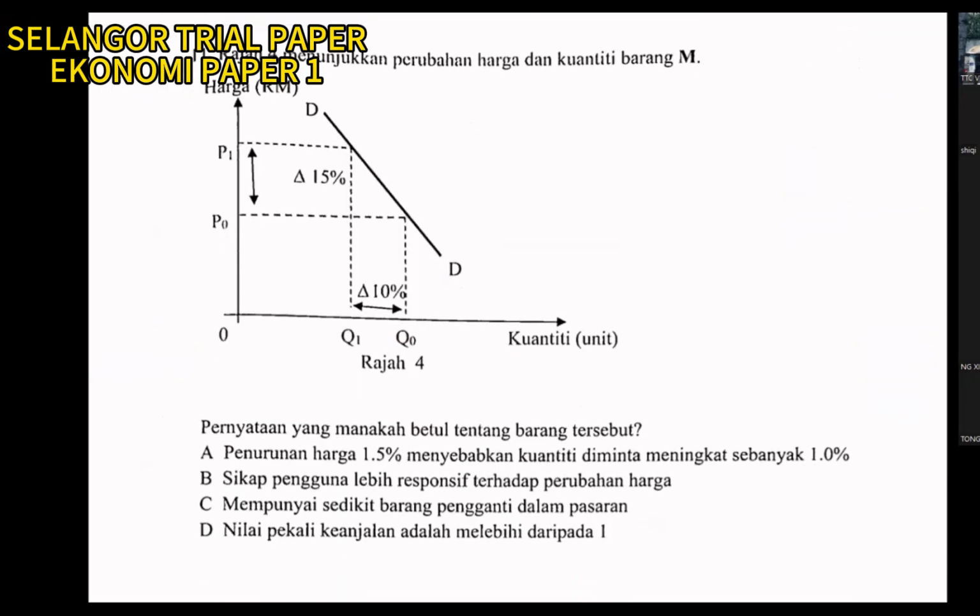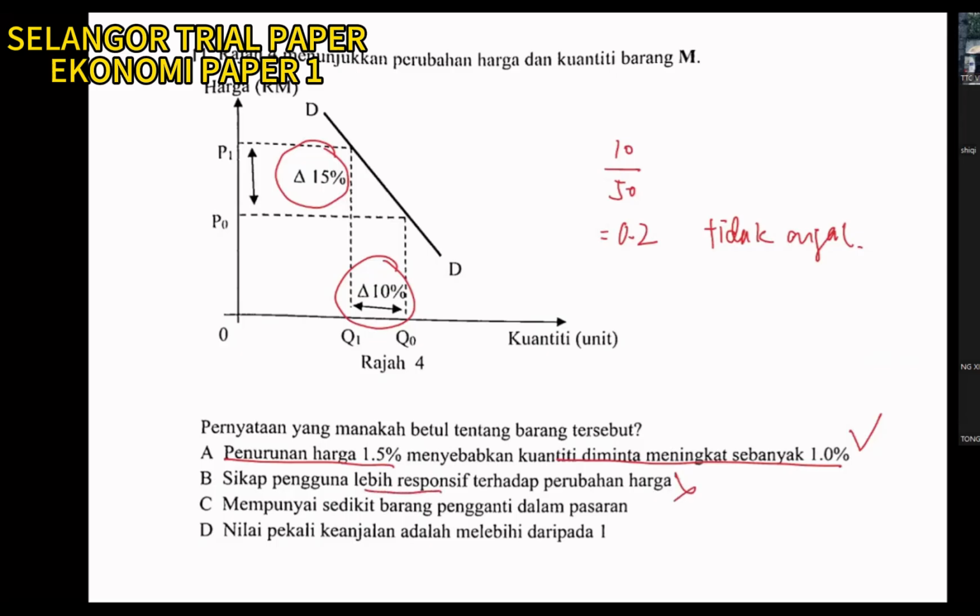What is this? You see, price change 15%, quantity change 10. Anjal or tidak anjal? 10 divided by 15? 0.67? Definitely tidak anjal. Alright, tidak anjal. Now, when tidak anjal, they say penurunan harga 1.5 menyebabkan kuantiti meningkat 1%. Correct or not? Yes. Okay, because 15 versus 10. Right? Lebih responsif? No, tidak anjal.